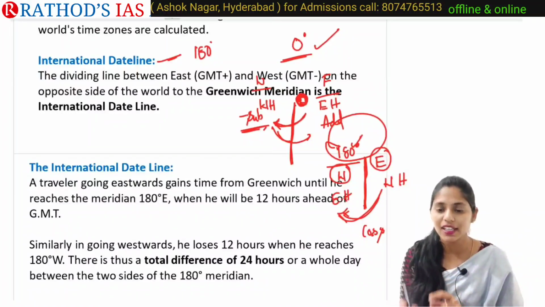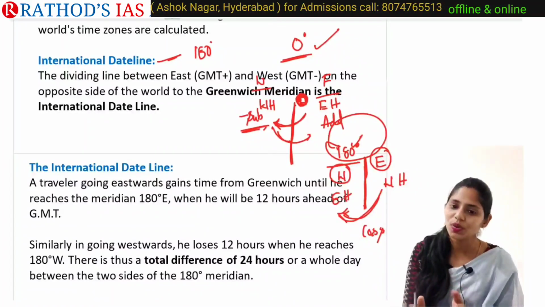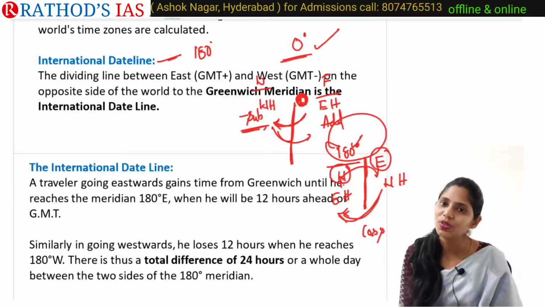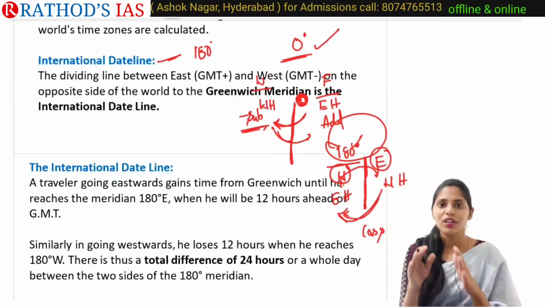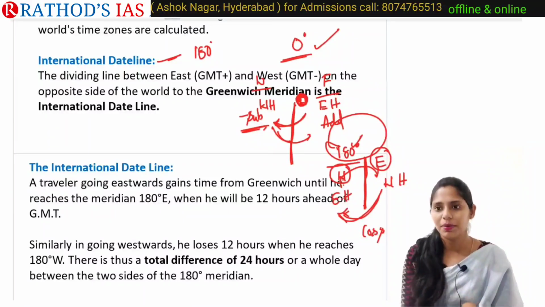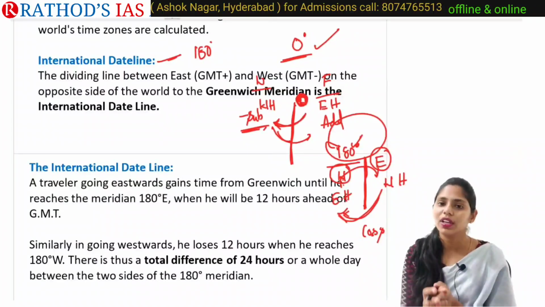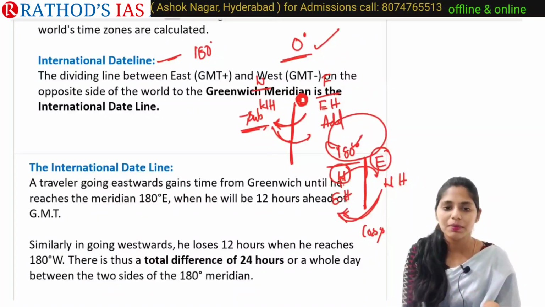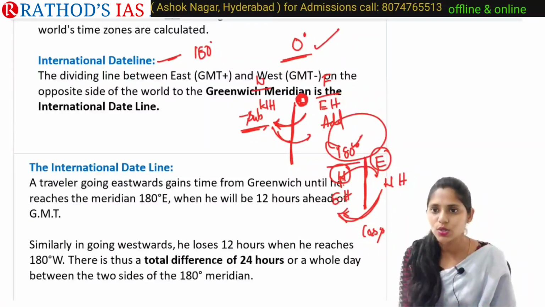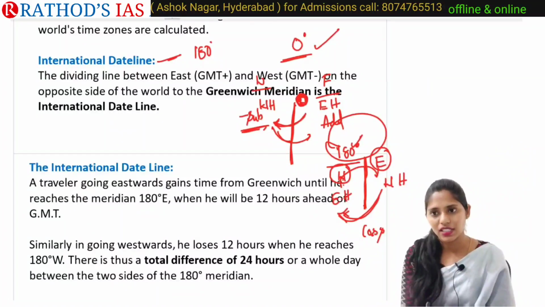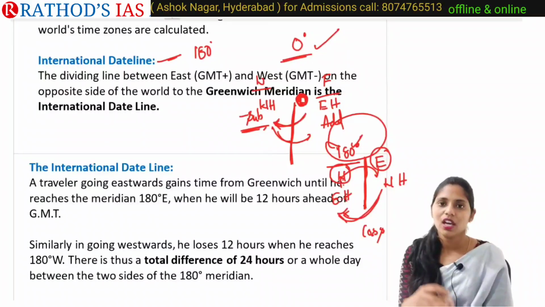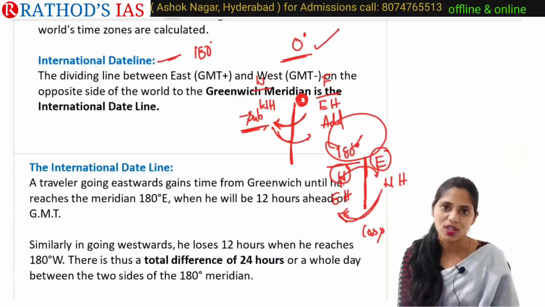So in this international dateline, whenever you are moving from east to west you are losing a day, and whenever you are moving from west to east you are going to gain a day. So whenever a person moves from west to east along this international date line, he would gain a day. And whenever a person moves from east to west along this international date line, he would lose a day.